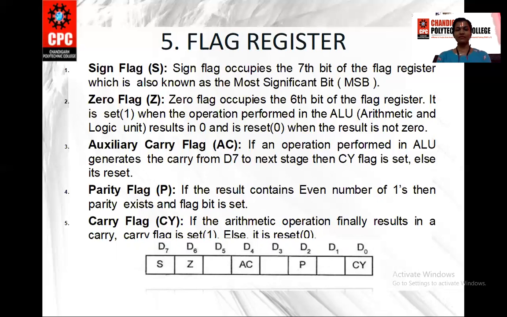Right? The flag register is again of 8 bits, and there are 5 types of flags. As you can see on screen: sign flag, zero flag, auxiliary carry flag, parity flag, and carry flag. Right? Firstly, the sign flag. The sign flag is denoted by S. One thing I forgot to tell you is that each flag can have 2 values, that is 0 or 1. 0 means the flag is inactive, and 1 means the flag is active. So firstly, when will the sign flag be on? That means when will it have the value 1.